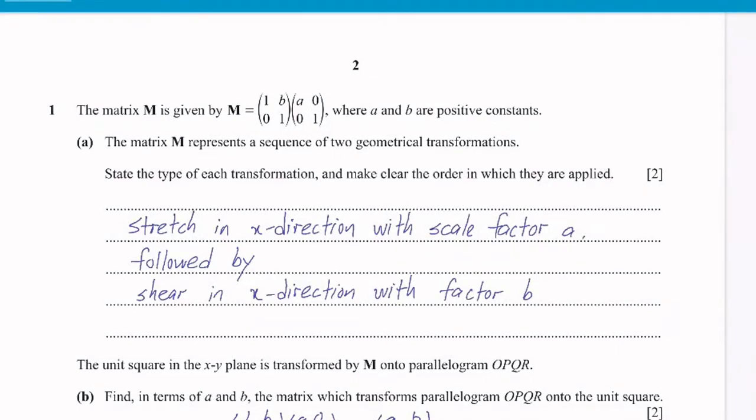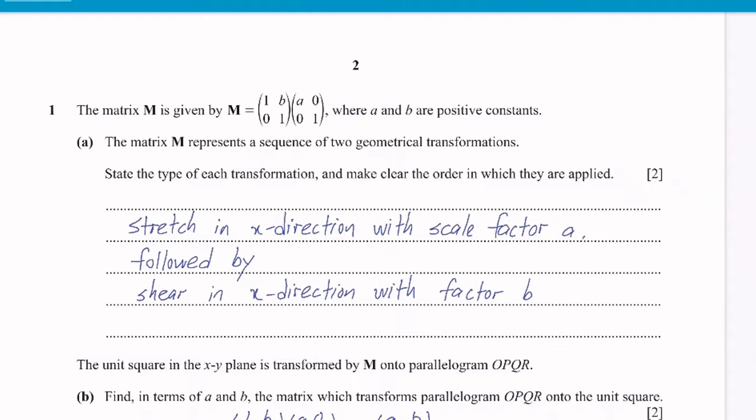All right, so let's look at the first question here, which is about the matrix. You can see there are two matrices multiplied together. They have some constants like a and b there. So matrix M represents a sequence of two geometrical transformations. State each of the transformations, and we have to make clear the order there.